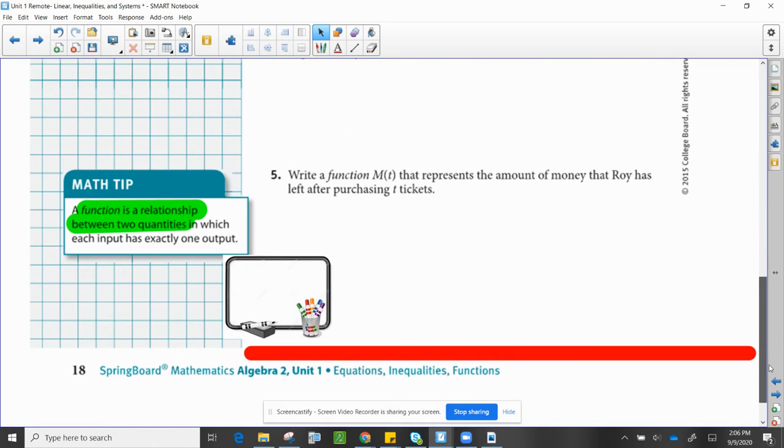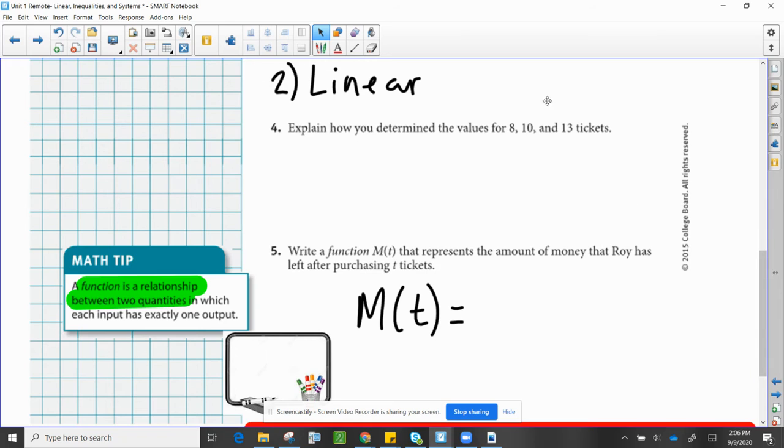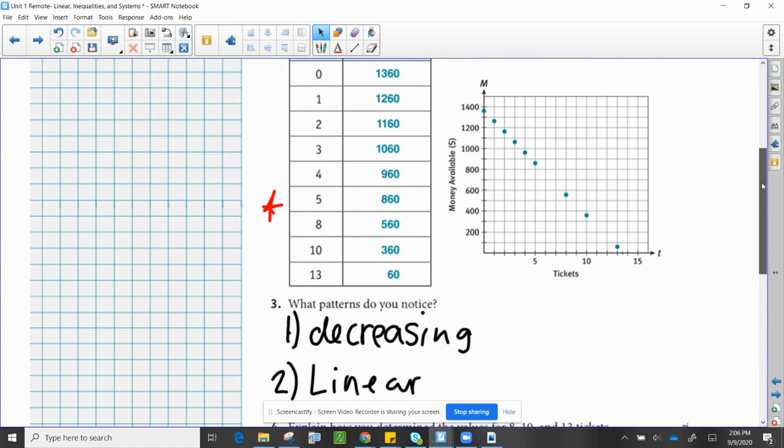So I'm going to skip to the next one, where we actually write a function, m of t. So this function m of t is going to represent the amount of money that Ray has after he bought t tickets. So think about how you found it for 8 tickets, 10 tickets, or 13 tickets, like how you filled in this chart, but take out this number and replace it with t for tickets. Take a second and think about that.